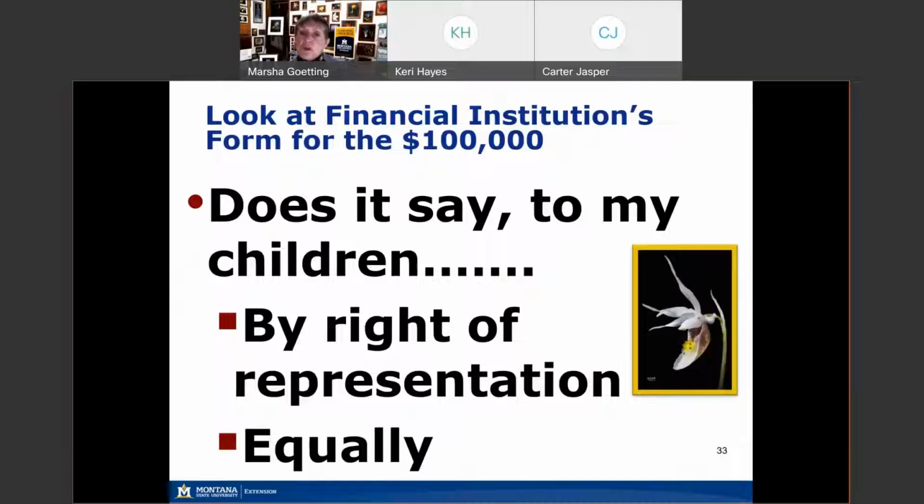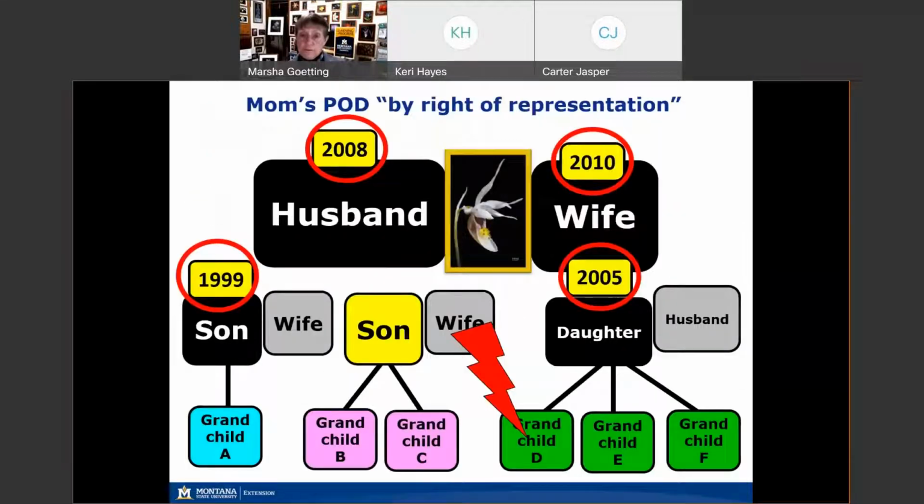And what we want to know is, in that signature card or the piece of paper, when you're going to leave it to your children, does it say by right of representation, or does it say equally to my children? So this will kind of help us out here.